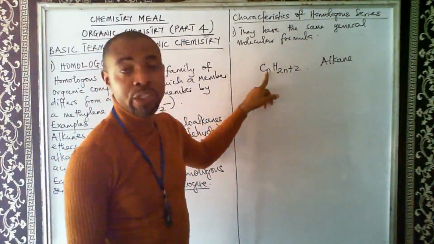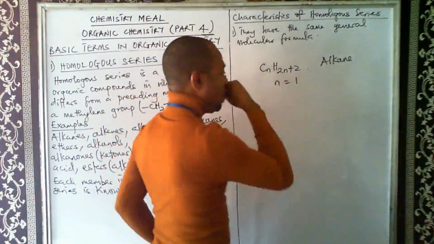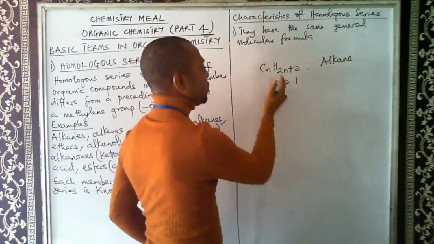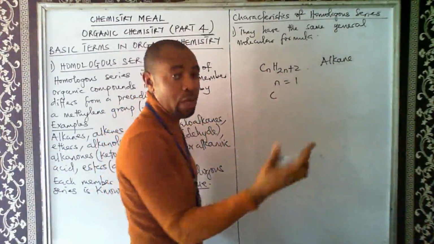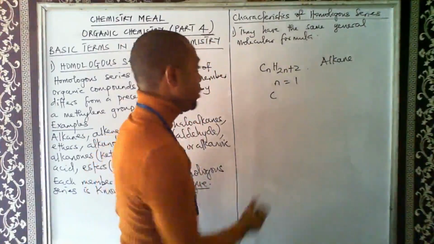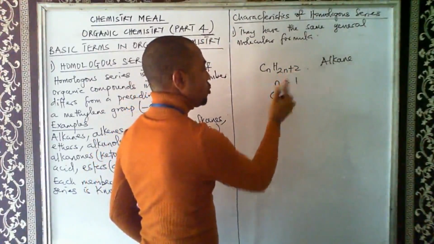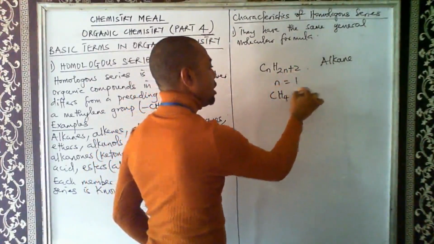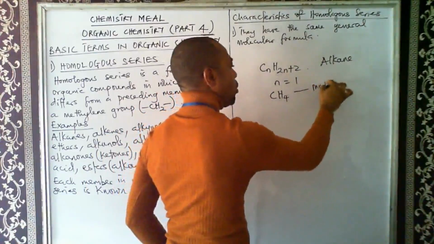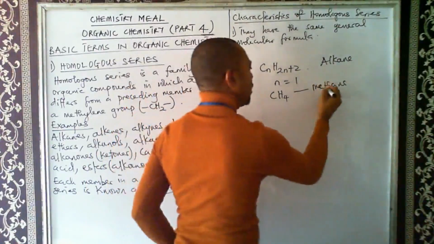Of course, n is the number of carbon. So when n is 1, we are going to have C1, though we will not write down the 1, as you know from your basic knowledge of chemistry. If you put 1 here, 2 times 1 is 2, 2 plus 2 is 4, so you have CH4. That's the first member, which we call what? Methane, the first member of the alkane family.